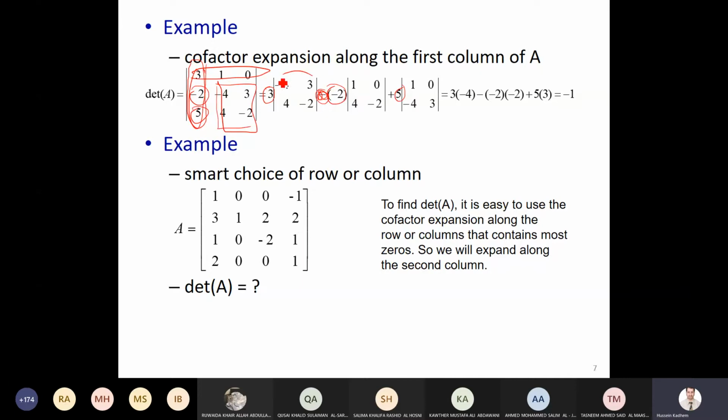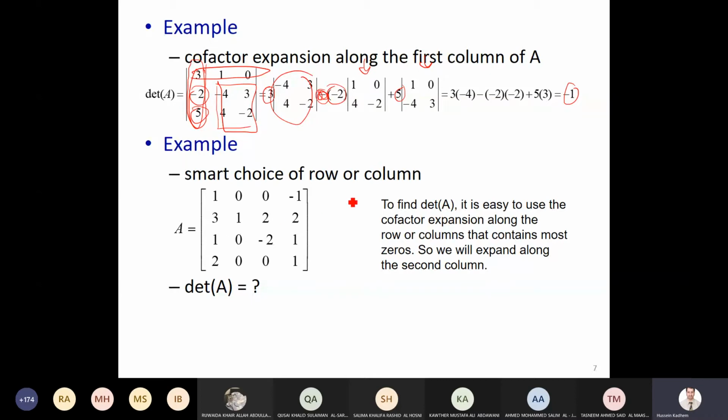These 4 elements, I put them to find the determinant. The same thing for the second and the third item. Easy to find it. If I take any other column or any other row, I will have the same value. Sometimes we need to be smart in selecting which column or row to do the determinant.